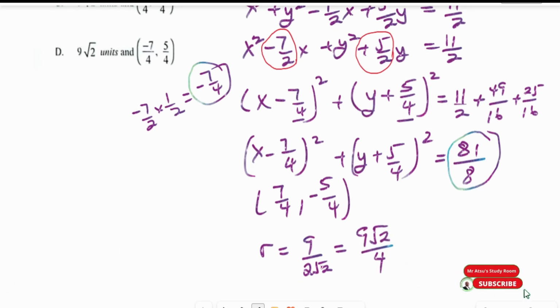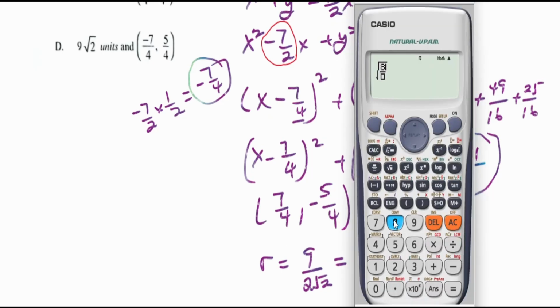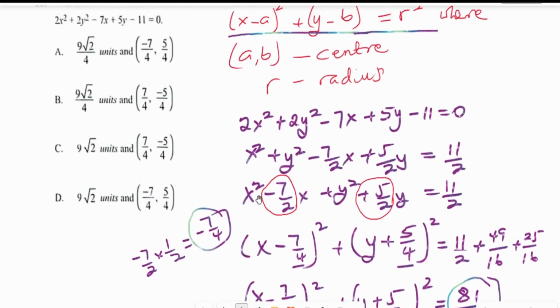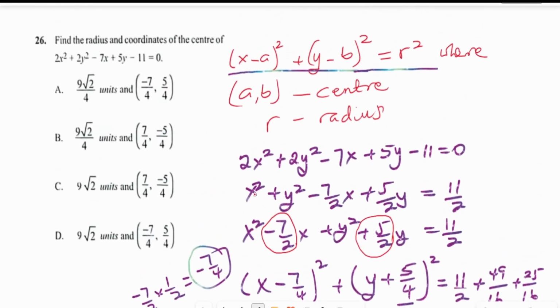And we don't need to stretch this too much because the calculator will just do that for us. Square root of 81 over 8. Let's try that and see. Square root of 81 over 8 equals, so that is it. So we are not doing anything too serious. We are just putting that in the calculator. And by looking through the options, the correct answer to this question will be option B. The radius is 9 root 2 over 4, and then these are the coordinates of the center.